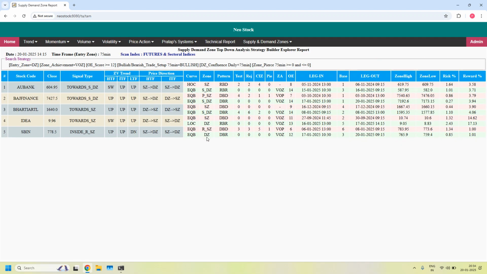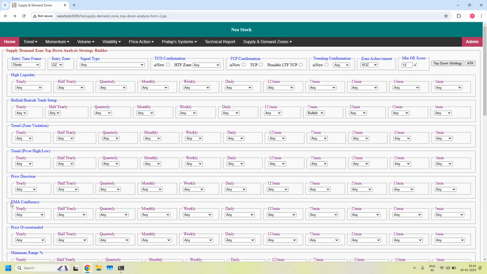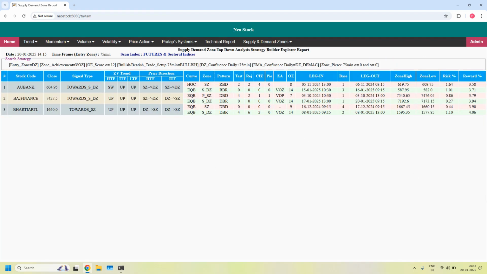Now all 5 stocks are filtered. That means in all these 5 stocks, these 75 minutes demand zones are part of the daily demand zone. And daily trend is up in all these stocks. If daily demand zone is having daily EMA confluence, because 75 minutes demand zone is part of the daily demand zone, there could be even more high probability trade setup supported stocks. So let's add that filter, EMA confluence and daily time frame, because 75 minute zone is part of the daily zone. That's why we are setting daily demand zone having daily EMA confluence. With this filter, we got 3 stocks. So these 3 are even more high probability trade setup 75 minutes demand zones.